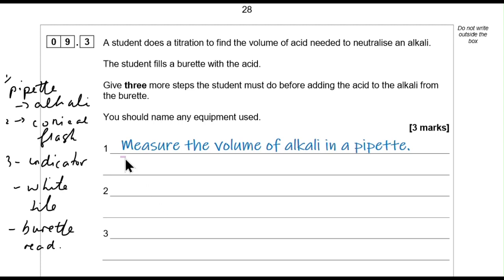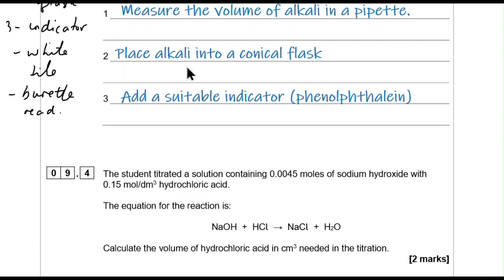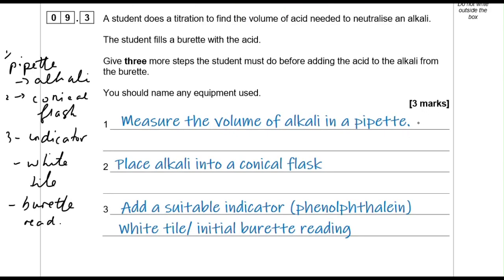So let's look at a construction of an answer. As we've said, we must measure the volume of the alkali in a pipette. And then we've got 3 more choices. Place the alkali into a conical flask, add a suitable indicator such as phenolphthalein, and then a couple more that I've put at the end. You could use a white tile and record the initial burette reading. So 1 mark for each of the above, but as we repeat for the final time, the first one is a gimme, and any 2 from the last 4. 3 marks.